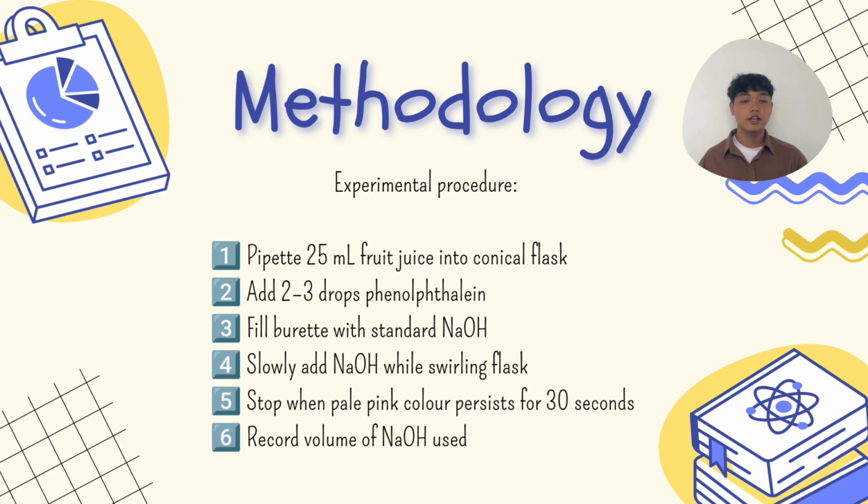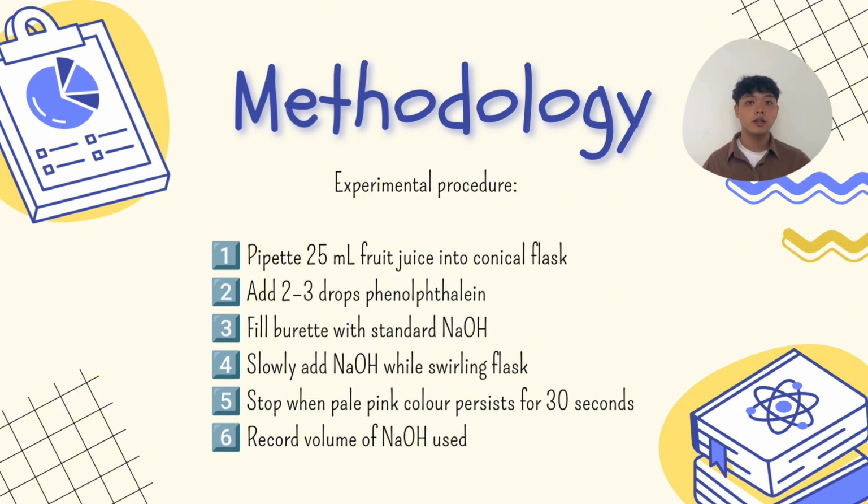Next, I'll explain the experimental procedure used to determine the vitamin C content in the fruit juice. First, 25 ml of fruit juice was measured using a pipette and transferred into a conical flask. After that, 2 to 3 drops of phenolphthalein indicator were added to the solution. Then, the burette was filled with a standard sodium hydroxide or NaOH solution.